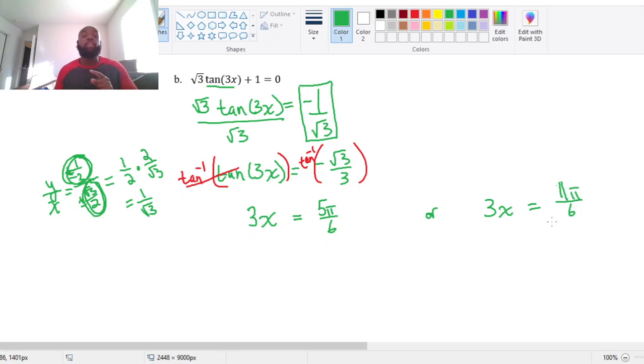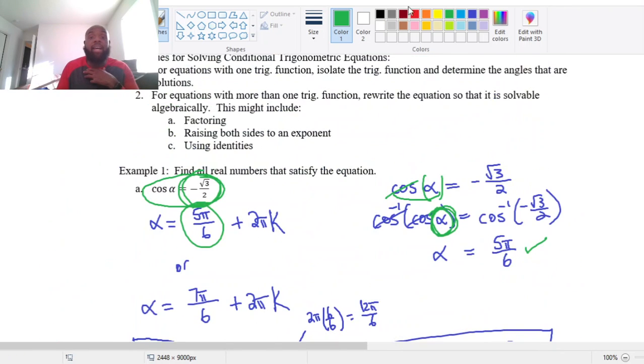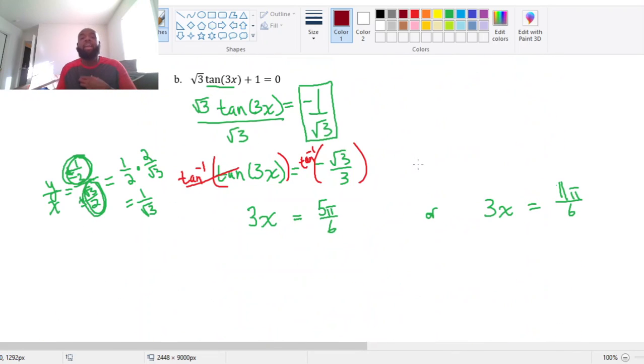Now, what we have to do, because we want to find, now listen to the instructions, all real numbers, is we're going to have to do this plus k stuff, some multiple of some number. And what we always do is we add the period. Well, if you remember, for a tangent function, its period is pi. So I'm going to add pi times k there. Now, this is the solution for 3 times x.